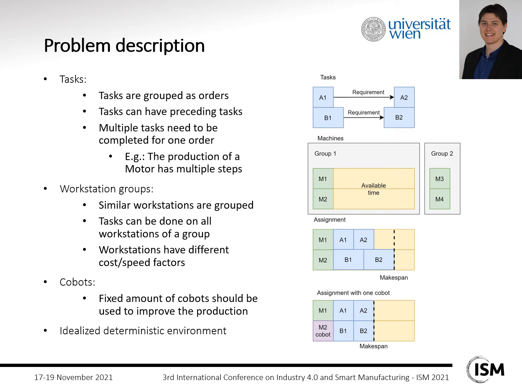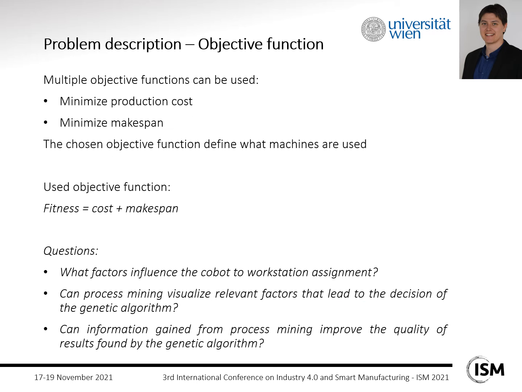I will now go into more detail on the objective function. To optimize a job shop scheduling problem, multiple objective functions can be used. Examples for these objective functions are to minimize the production cost or to minimize the makespan. A simple but commonly used objective function is to sum up the production costs and the makespan. This is the objective function that we used in our paper. With this objective function in mind, the following questions come up.